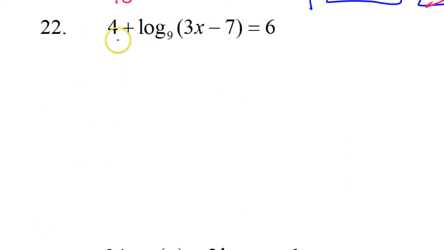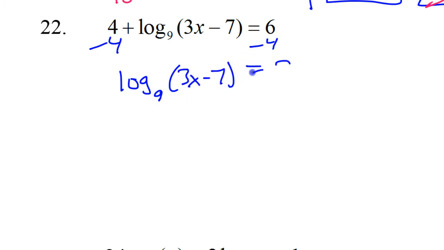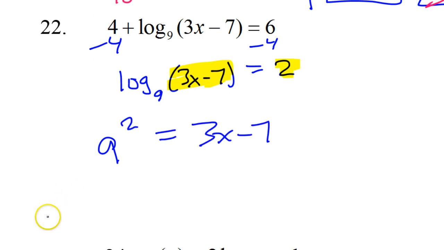Alright, so number 22, we need to subtract 4 from both sides. So that's going to give us log base 9, 3x minus 7 is equal to 2. Alright, that's all you can do algebraically. We have to switch over and write it in the other form. Always start with the base. So I'm going to bring down my base of 9. Everything else has to switch sides. There it goes. So this and this. Okay. So obviously this is 81 is equal to 3x minus 7.